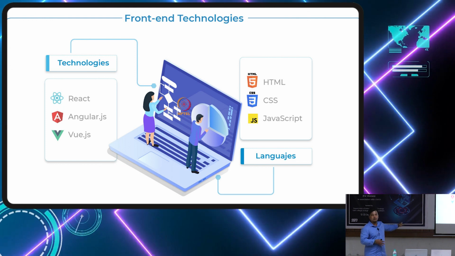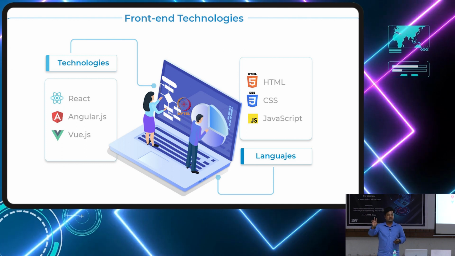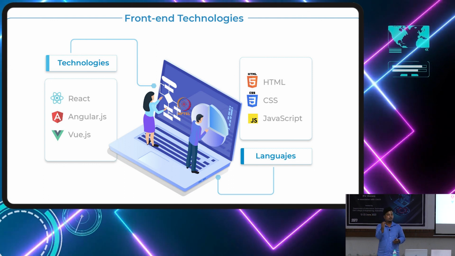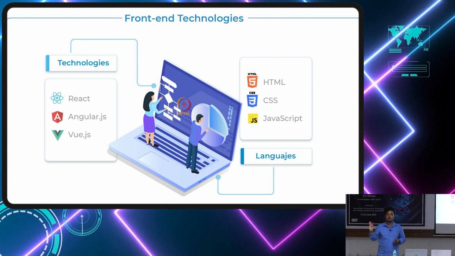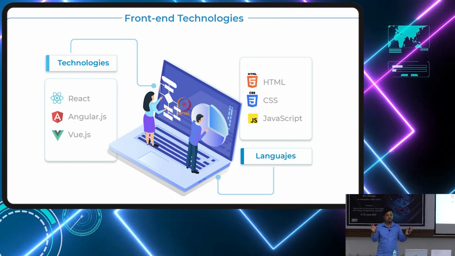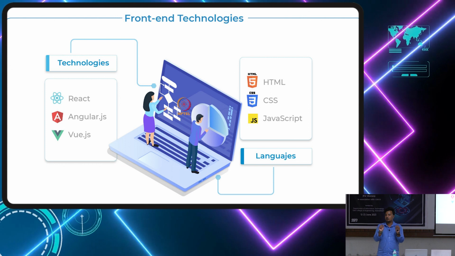The browser will understand only three things. This is the fundamental you have to understand. Even if you go to any website, just right click and you can see something called view page source. If you see the page source, you can see only three things. One is HTML for the elements. Second is CSS for beautifying things, like font size and color. And then JavaScript for interactions. You have to interact with the website, right? For that purpose, you use JavaScript.